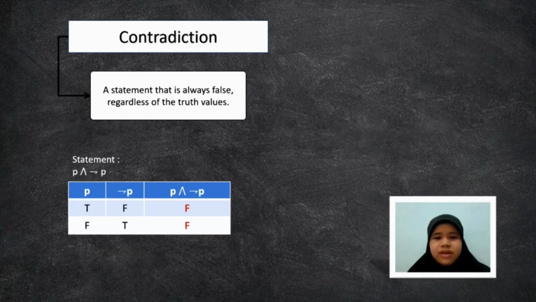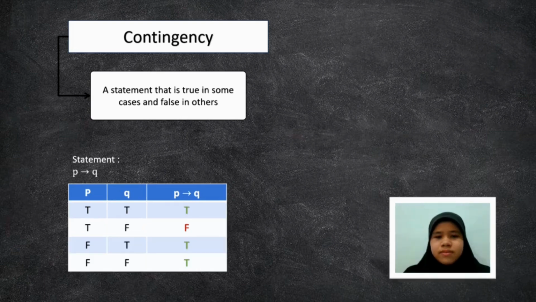Next, we have the contradiction. This is the logic fail. The statement is a contradiction if it is always false. It is like saying the light is on and the light is off at the same time. It can logically never be true. Just like in the truth table, every row is false. Since the statement is false in every possible case, it is called a contradiction.